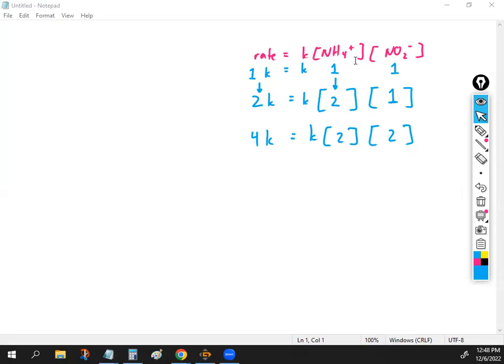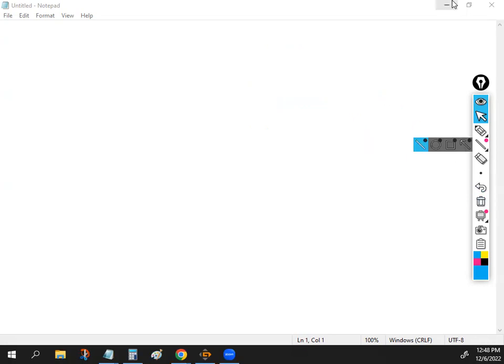Always just keep in mind, this is the equation you're working with. And when in doubt, just plug in numbers into that equation. That'll allow you to find out the pattern. Okay.